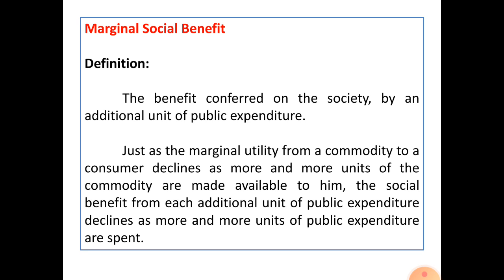Just as the marginal utility from a commodity to a consumer declines as more and more units of the commodity are made available to him. We have to know the law of diminishing marginal utility: when the consumer purchases a larger quantity of goods, it leads to a decline in the consumer's utility.